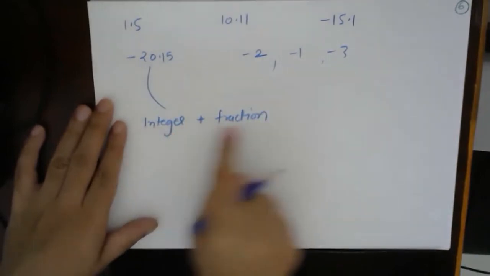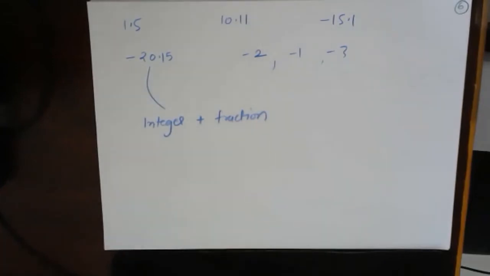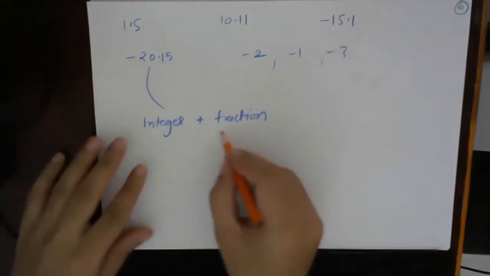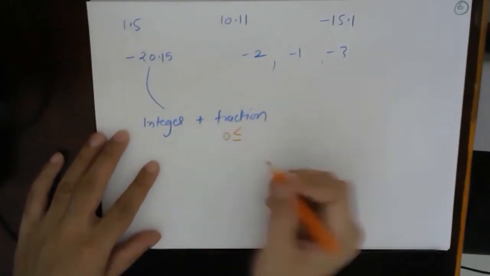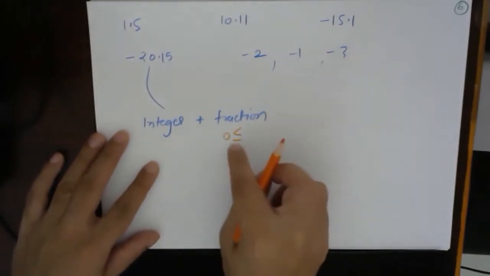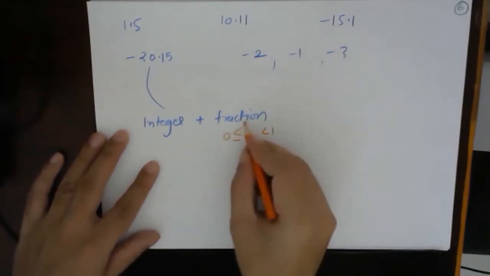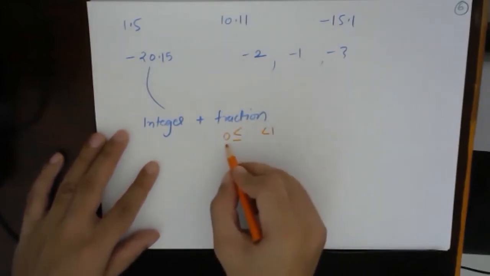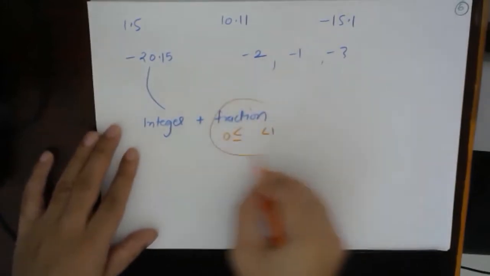Right, some integer plus fraction. Okay, so what is happening? I have already given you the range in which this fraction value lies. This fractional value lies between 0 and 1, where the fraction value is greater than or equal to 0 and less than 1. Okay, so this is the fractional value.